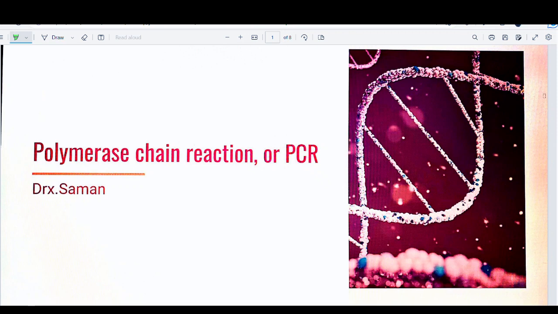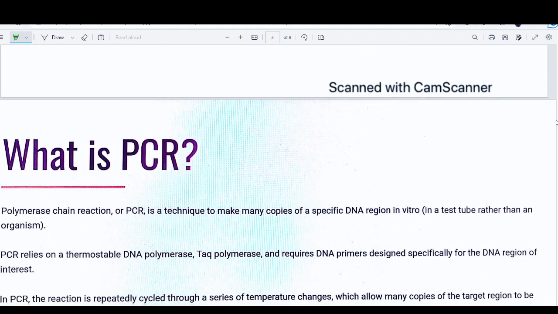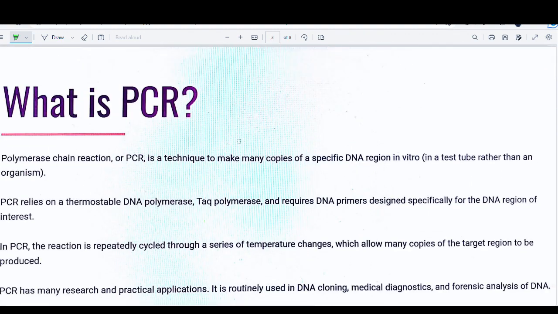In this video I'm going to discuss PCR, polymerase chain reaction. Polymerase chain reaction is a technique to make many copies of a specific DNA region in vitro. That means this technique is done in the test tube, not inside the organism.